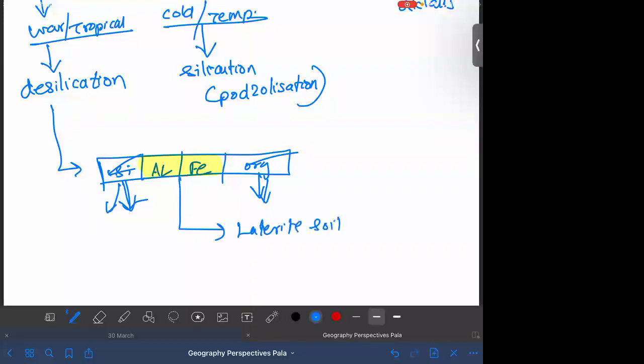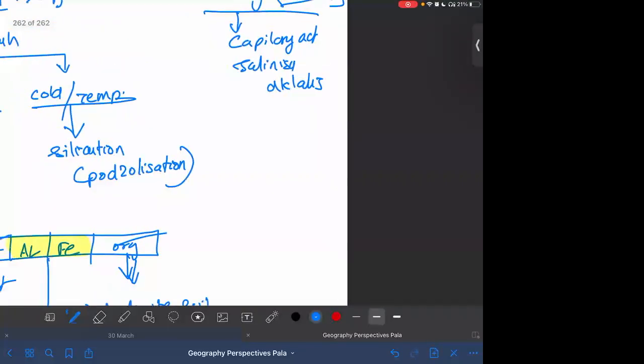So first there is desilication, and when desilication is carried out for a longer period, you get soil rich in iron and aluminium. That is called the process of laterization. Laterization happens in a few limited areas. Generally, desilication is a process happening in the tropical belt. On the other hand, you have the process of podsolization.